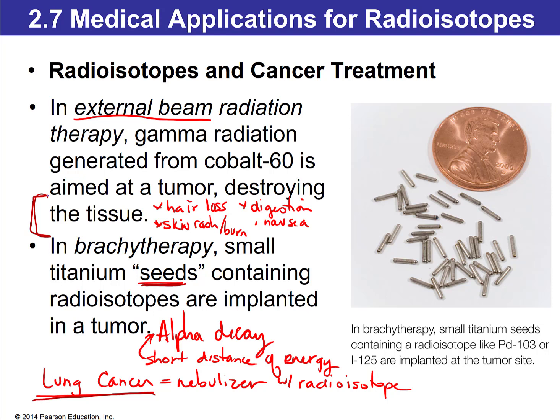What are some common symptoms that patients have? So they get hair loss, okay? If they're having whole body treatment, then that can cause damage to the hair follicles. The hair follicles go into their dormant mode, and so the hair falls out. So they can lose hair.